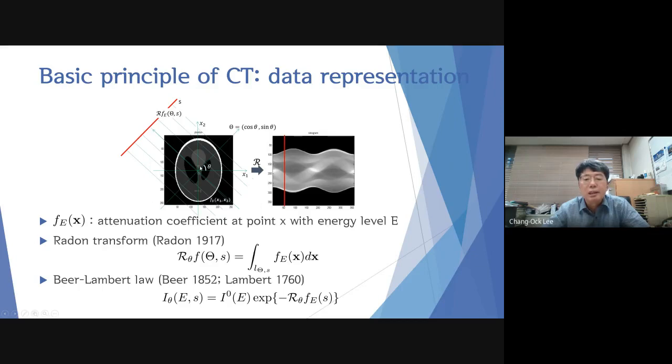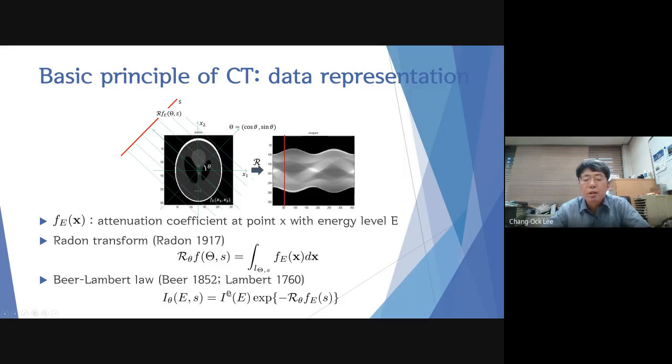Now let's see. This is the Shepp-Logan phantom, and here's the X-ray source, and this red line is a detector. So f of x is the attenuation coefficient, but the attenuation coefficient is different according to the energy level of the X-ray. Along that line, if you take the integration of the attenuation coefficients, then this is called the Radon transform.